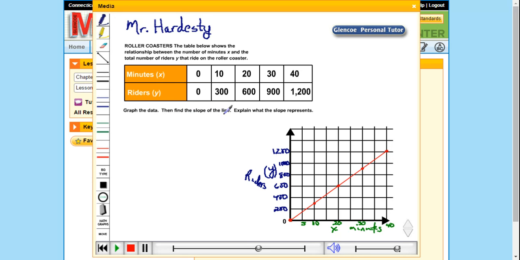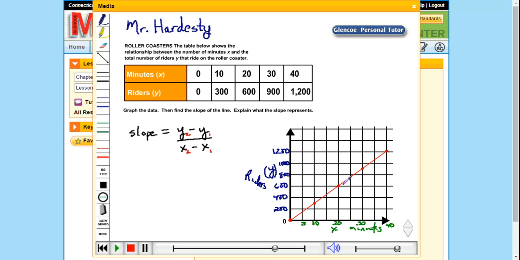Now we're to find the slope of that line. To calculate slope, we know that we can take the change in the y, that is, we're going to subtract 2 y values, and we will divide that by the change in the x. That is, we'll subtract the 2 x values. I'm going to use subscripts to represent those different values. That is, y sub 2 minus y sub 1 over x sub 2 minus x sub 1.